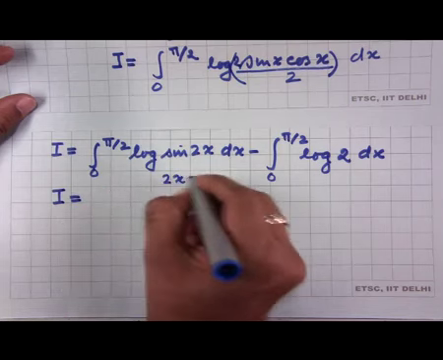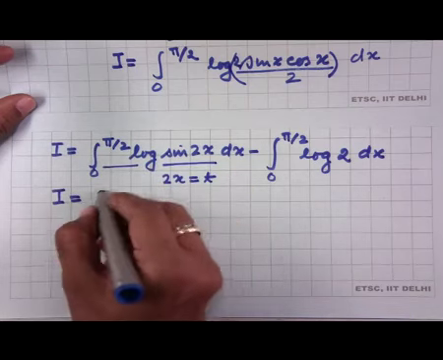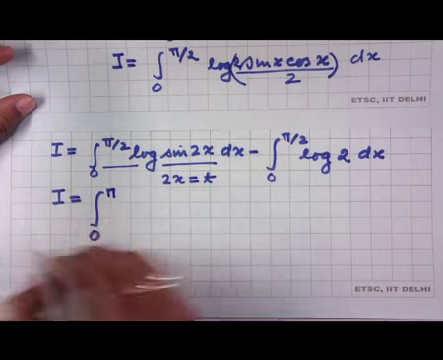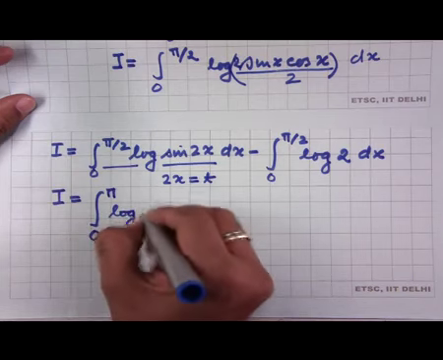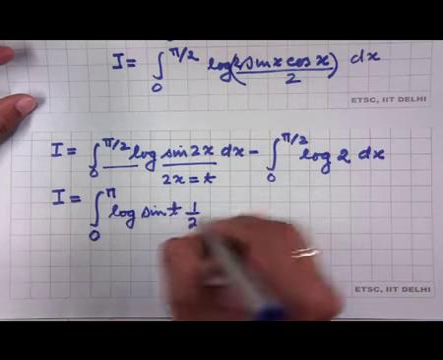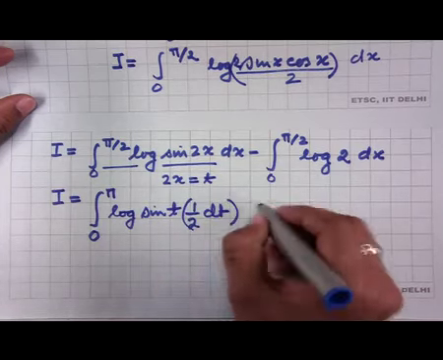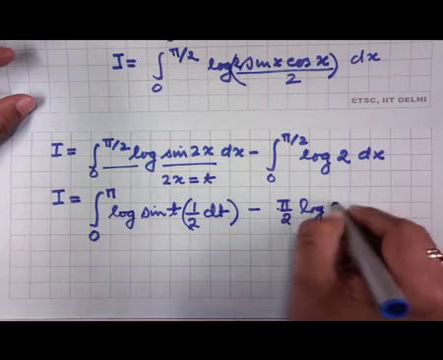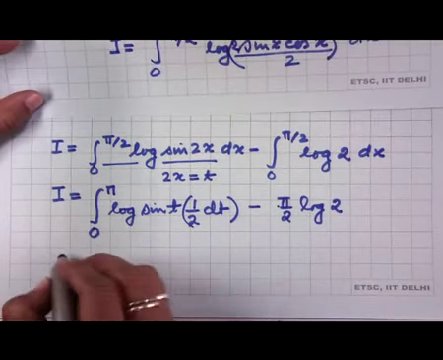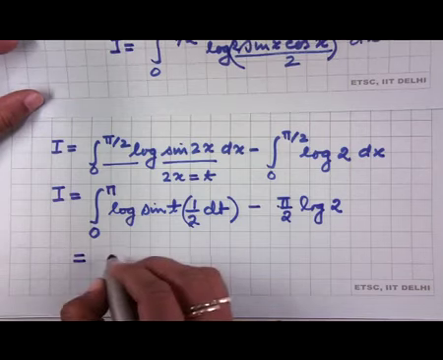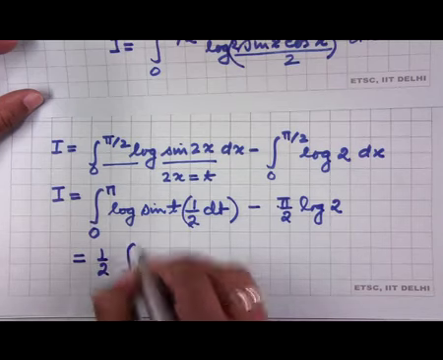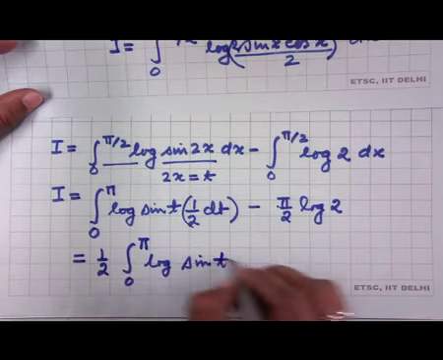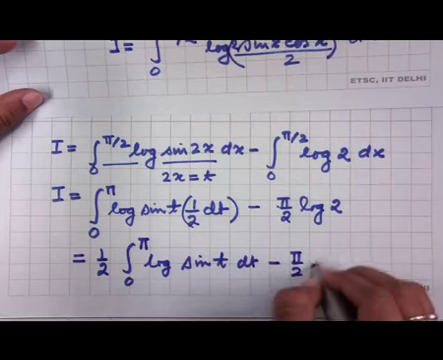So, I is equal to, if you take 2x equals t in this integral, x equals 0 gives t equals 0, x equals pi by 2 gives t equals pi, and dx will be 1 by 2 dt. So we got 1 by 2 times the integral from 0 to pi of log sin t dt minus pi by 2 log 2.